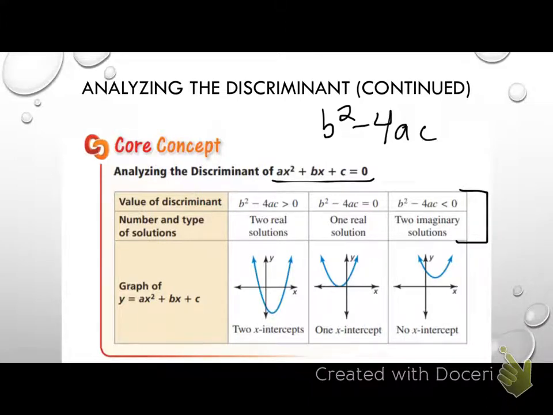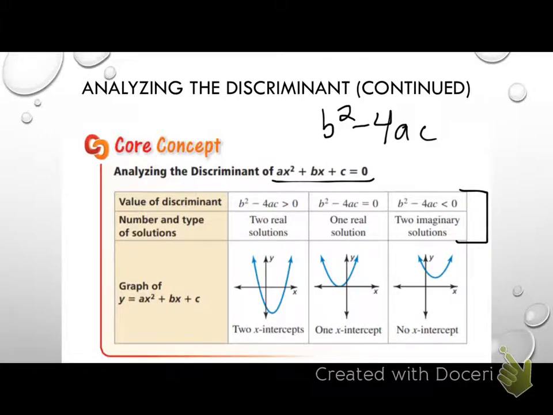So if it only asks for how many solutions you have and what types of solutions they are, I don't have to worry about the whole quadratic formula. I just have to worry about doing the discriminant, b squared minus 4ac. Does that make sense? Now if it actually tells me to find the solutions, then I do have to use the quadratic formula. But if it just asks for the number of solutions and type of solutions, all I have to do is the discriminant. Okay?